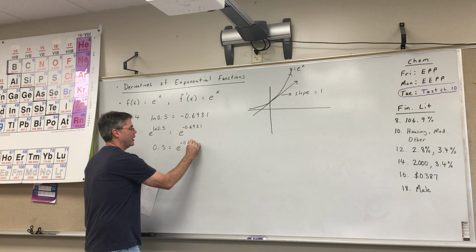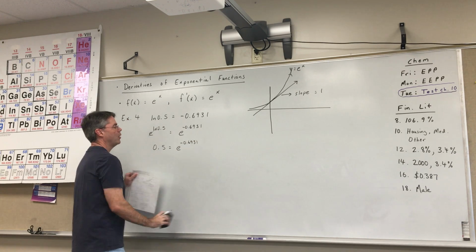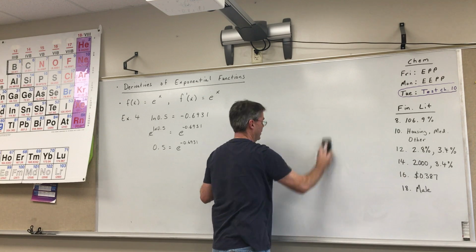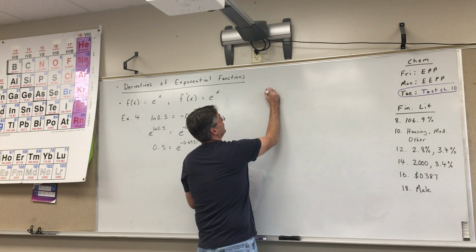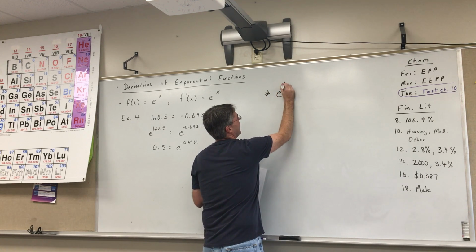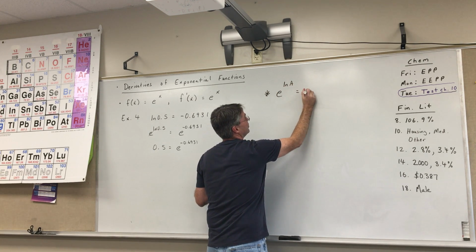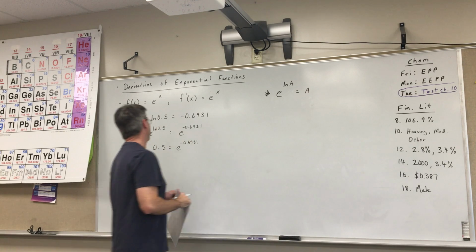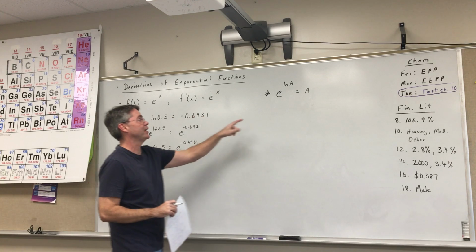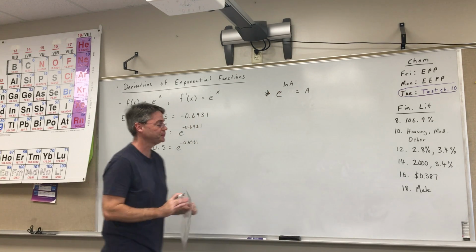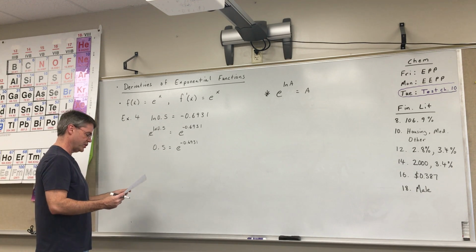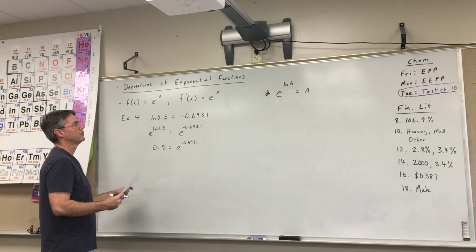So I want to remind you of something from pre-cal, and that is, you're going to want to memorize this. E to the natural log of A is just equal to A. Okay, so that's what we were doing here. E to the natural log of A, the e and the natural log cancel each other out. All right, and you can check in your calculator and see if that one is true.